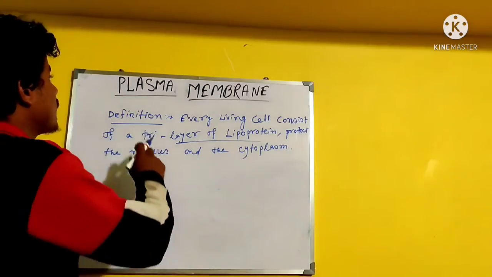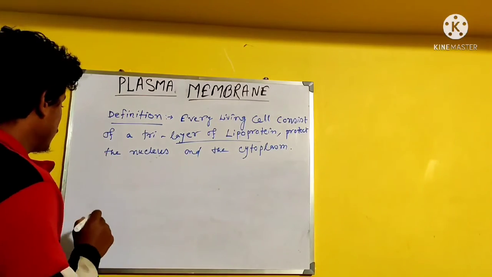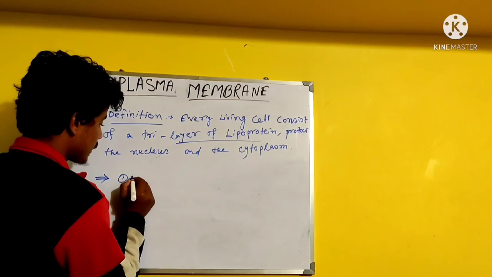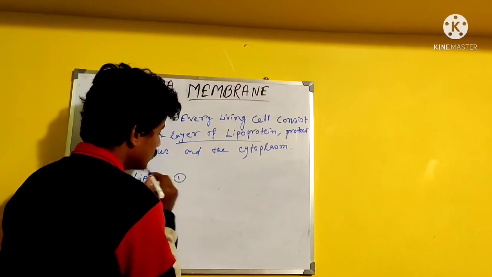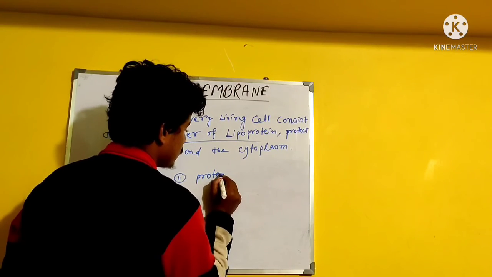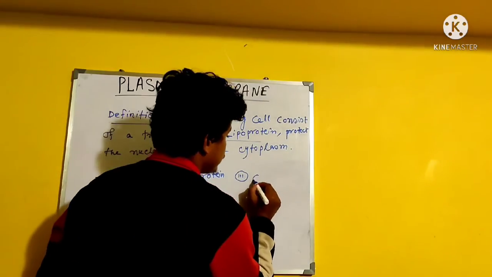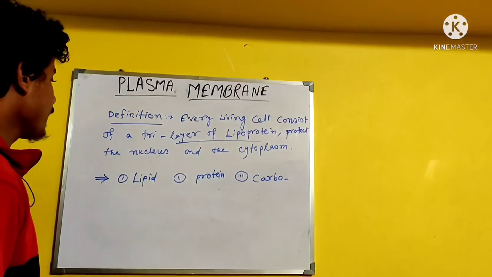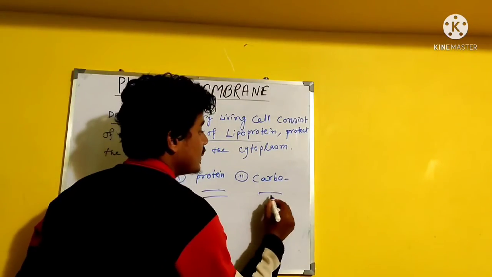What does plasma membrane actually contain? Plasma membrane contains three things. One, lipid. Two, protein. And three, carbohydrate. Actually, lipid is more, then protein, and then carbohydrate.